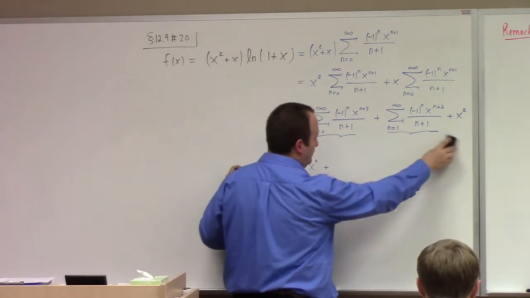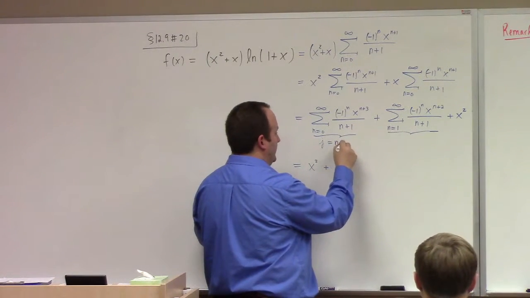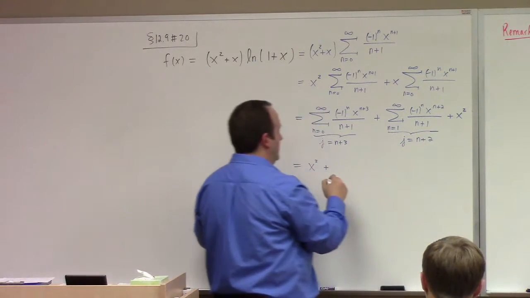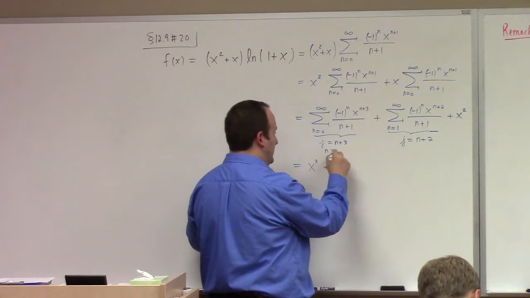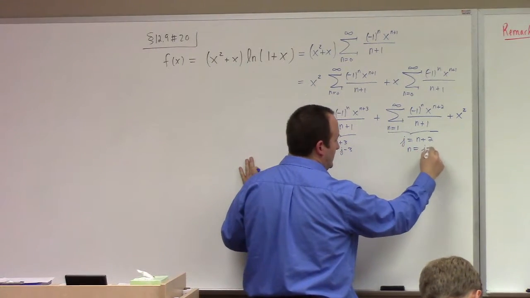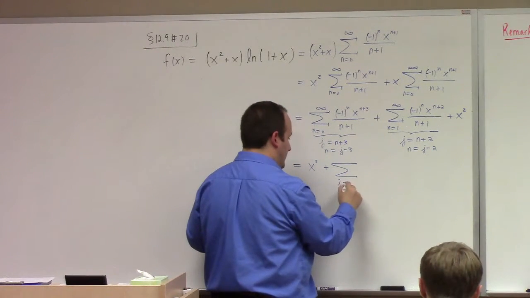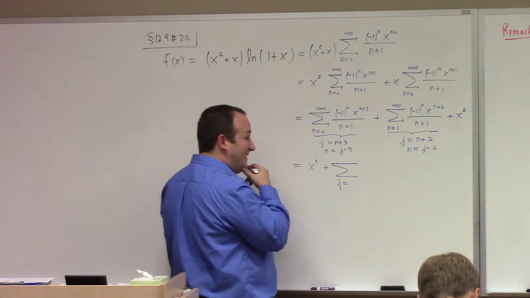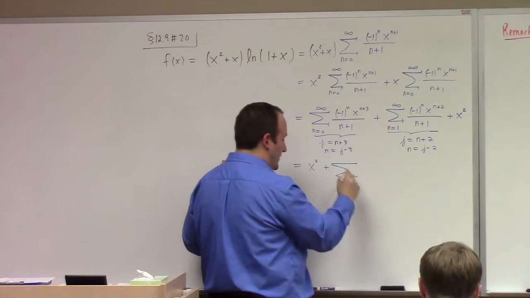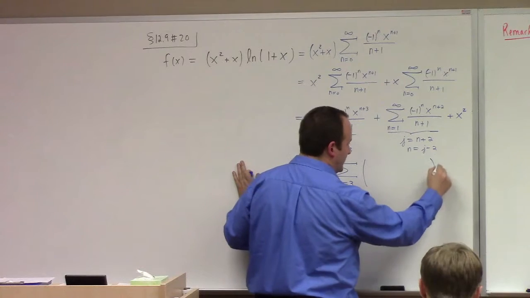Let j equal n plus 3 for this one. Let j equal n plus 2 for that one. So this makes n equal to j minus 3. For this one, n is equal to j minus 2. So I have the sum j equals to, let's see here. If n starts at 0, j starts where? 3, right? And then I've done this so that I have an x to the j out here.